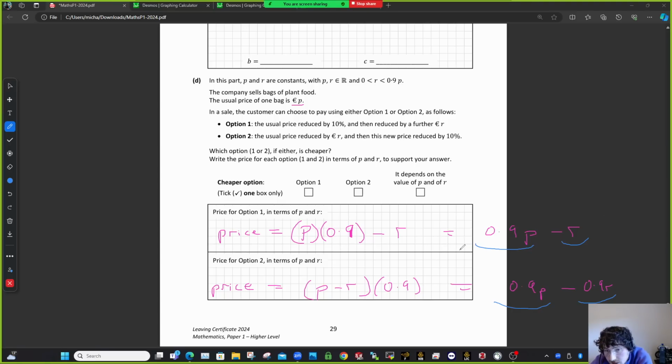So option 1 is cheaper. And a way to think about that, if r was 10 euros, what we would be taking away here is 10, whereas here we'll only be taking away 9 euro. So you want to take away as much as possible, so you want to take away a full r. So yeah, that's that.